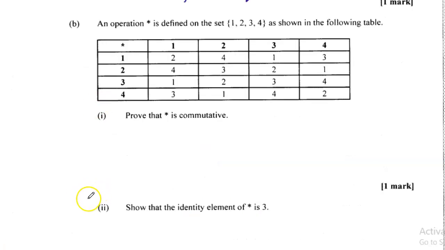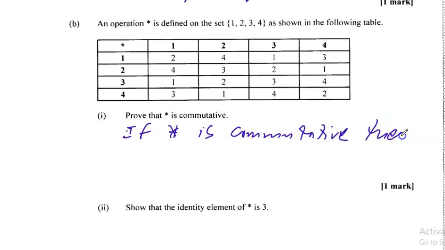An operation, and we can see the operation there, asterisk, is defined on the set 1, 2, 3, and 4, as shown in the following table. Prove that the operation is commutative. Now, what is commutative? If the operation is commutative, then A asterisk B is equal to B asterisk A.